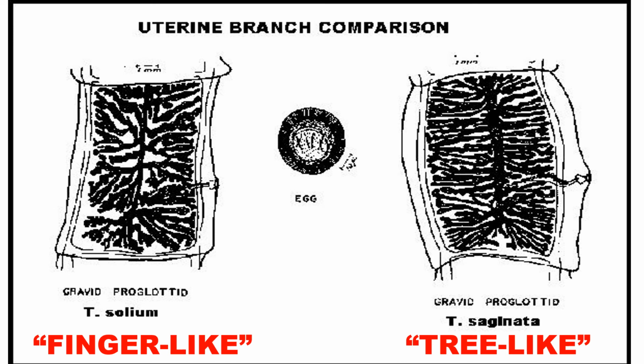So, comparing the gravid proglottids of the two, as you can see here, T. solium shows a finger-like appearance for its lateral branches and tree-like for T. saginata. So, most likely, T. saginata has more uterine lateral branches compared to T. solium. Okay? So take note, saginata is longer in species, just by the name saginata and solium. So definitely saginata has more.